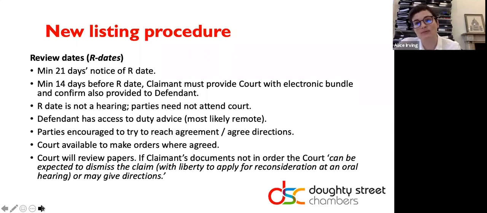And this is the language that was drawn out by Ben earlier. The court can be expected to dismiss the claim or may give directions if the documents are not in order. So there's an opening there potentially as a duty advisor to say, you know, a notice that was required under the new regime is missing. You should dismiss the claim, or at least you have to give directions to allow further information to be filed. So it's definitely worth having a good peruse of the documents. Duty advisors should be able to access the R bundle. We'll see in practice how that works.